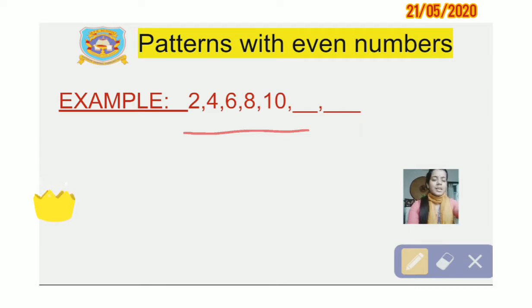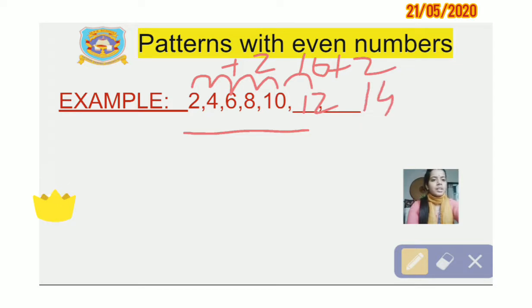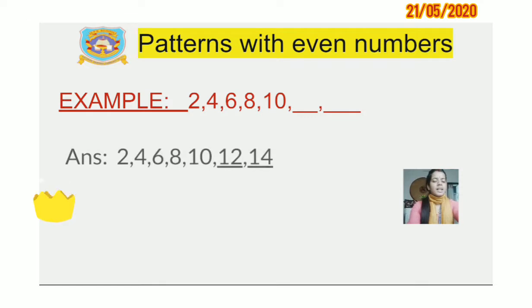Okay, listen to me very carefully. Alright, in this pattern, the first term is 2, the second term is 4, the third term is 6, the fourth term is 8, the fifth term is 10. So in this pattern, the numbers have been increased by 2, isn't it? So the next terms of the pattern are 10 plus 2 equal to 12, 12 plus 2 equal to 14. Okay, so we have got the pattern as 2, 4, 6, 8, 10, 12 and 14.